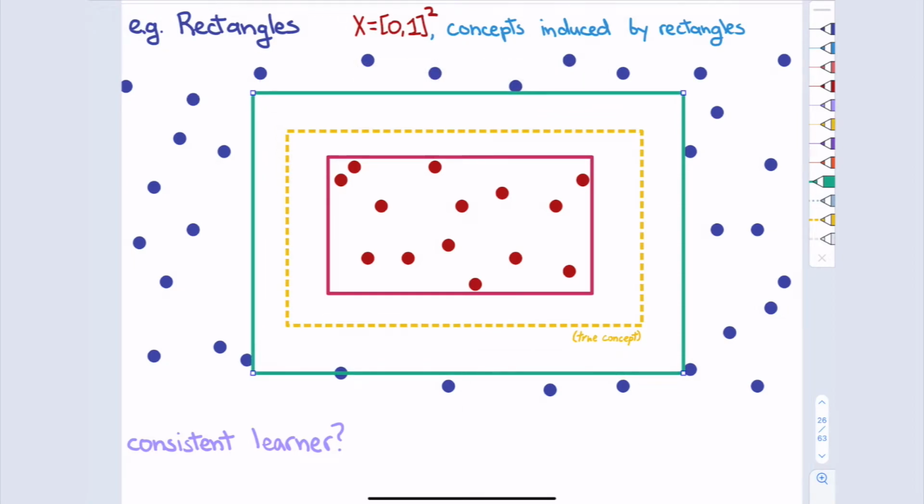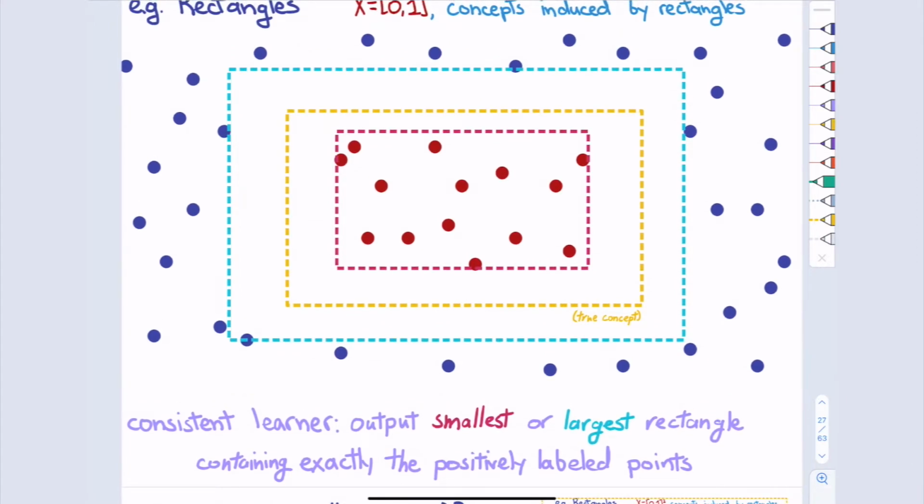So you can now put the smallest or largest rectangle that contains exactly the positively labeled points, and that'll be a consistent learning algorithm. Are people satisfied with these algorithms? I guess here we're assuming axis parallel rectangles. That'll also be true when rectangles come up for the rest of the course. Sorry, I should have said axis parallel rectangle.